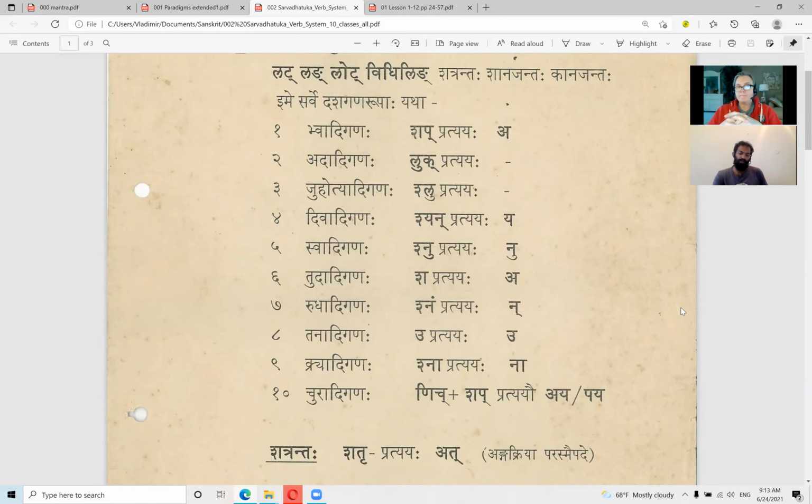Why are there no other roots? Because when you build the verb, there are 10 different ways of building the verb out of the root. And here they are. There are no more ways of building the verb. These 10 different stems describe all possible derivations in Sanskrit. Well, all possible within classical Sanskrit, yes.